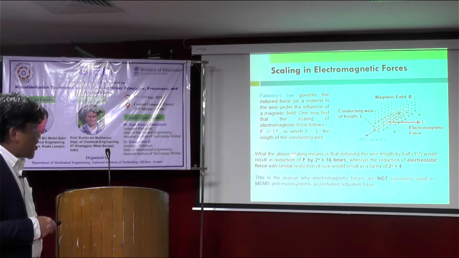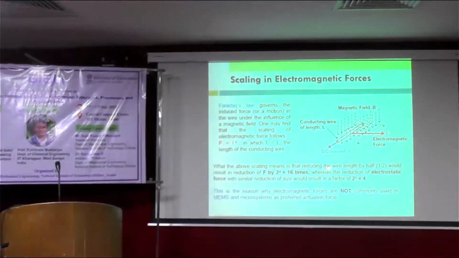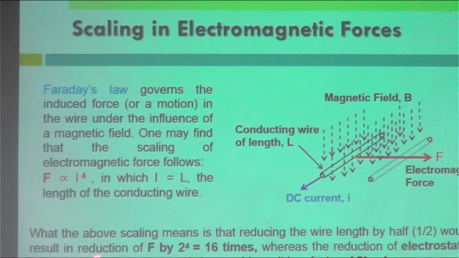So basically, what the above scaling means is that reducing the wire length by half would result in a reduction of the force by 2 to the power of 4, which is 16 times. So you reduce the length by half, then you get 16 times less force, whereas for electrostatic force, a similar reduction of size results in a factor of 2 to the power of 2, which is 4 times. So electrostatic force is only reduced 4 times, but the EMF force is reduced by 16 times. So that is the difference in terms of scaling here.